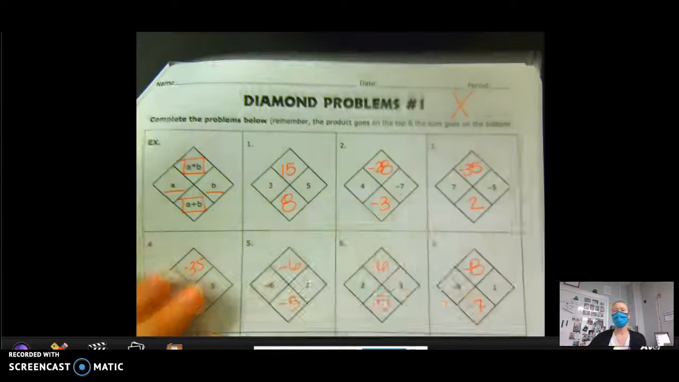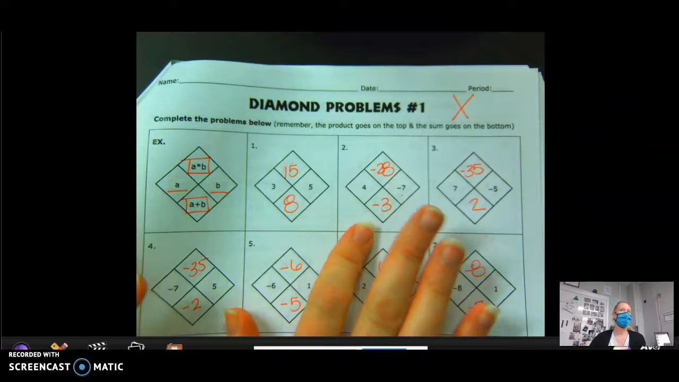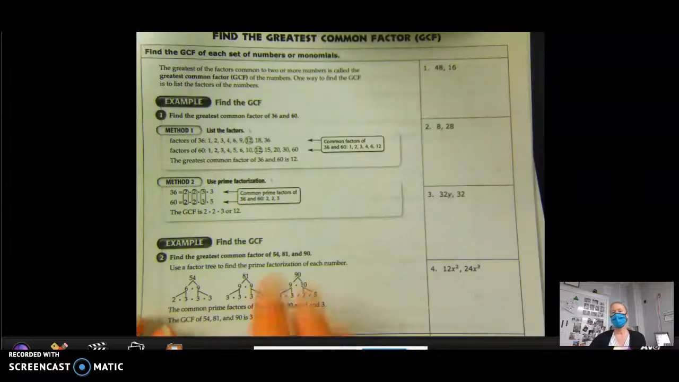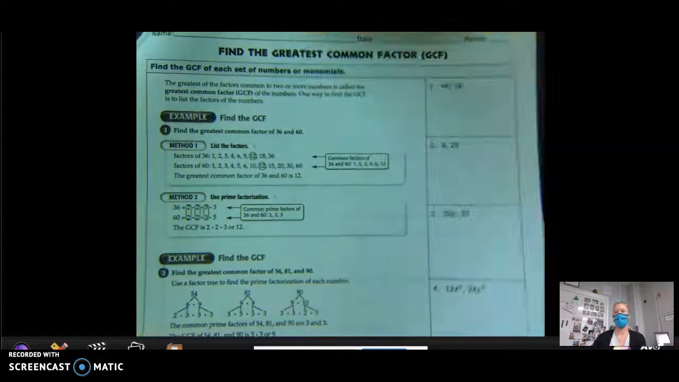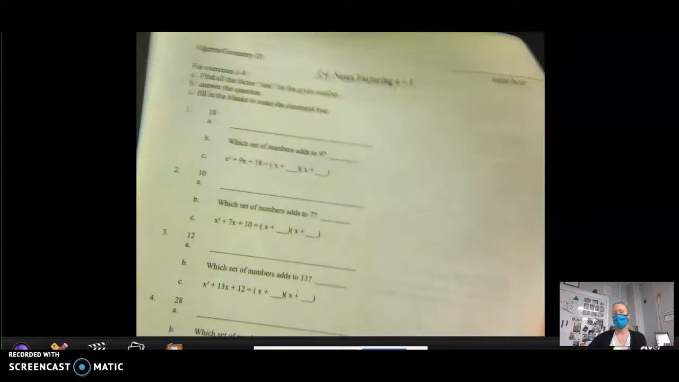On Thursday of last week, we together went through this diamond problems page, the front and back. The next page in your packet is this GCF page. We have skipped that. Don't do anything to that. We may come back to that just to do some stuff on that. The next page in the packet was this guy and this guy.